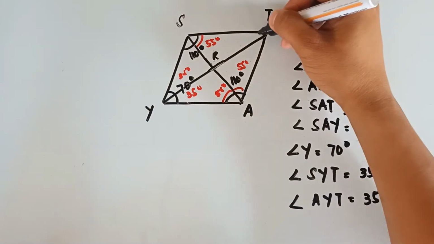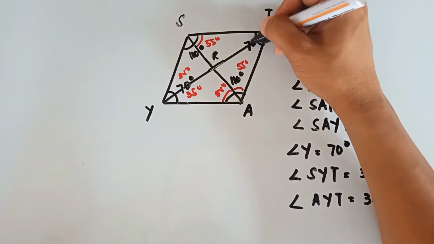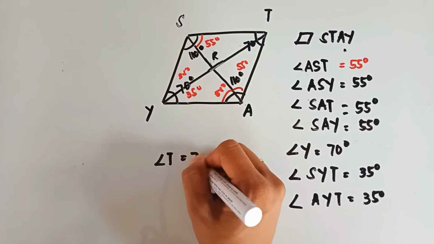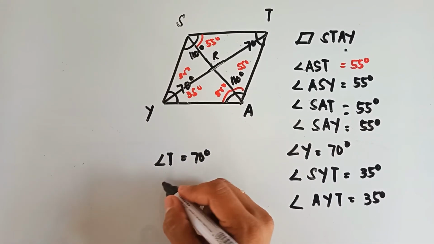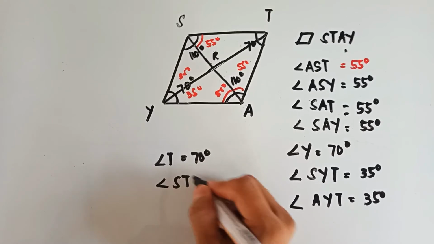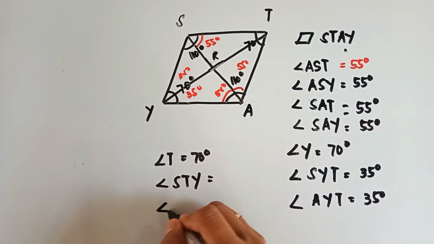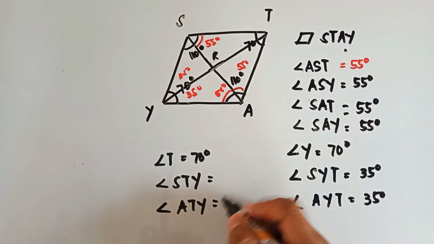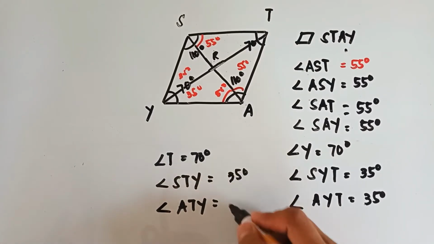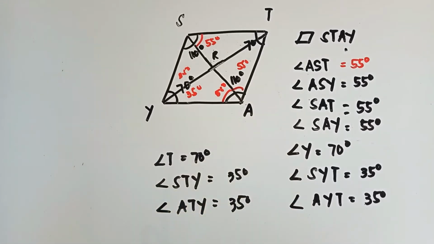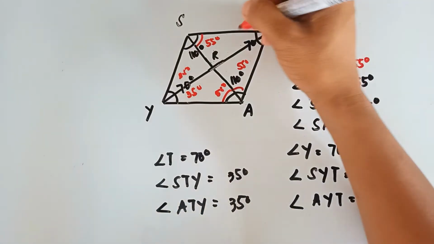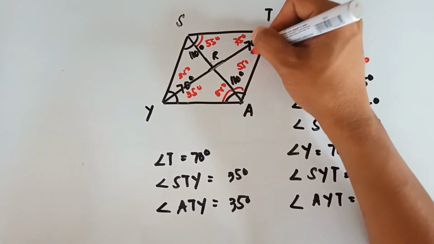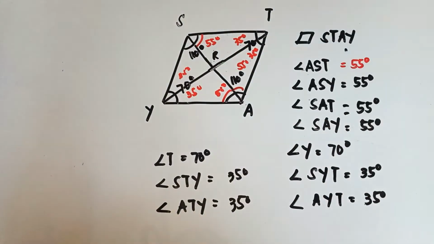Then, angle T is also 70 degrees. So, angle T is equal to 70 degrees. So we have angle STY and angle ATY, this is also 35 degrees and 35 degrees, because it divides the angle into two congruent measurements.